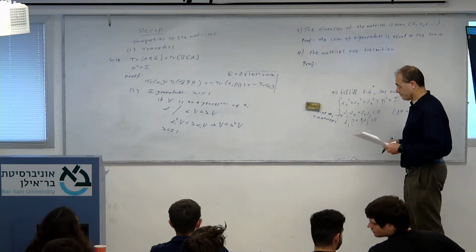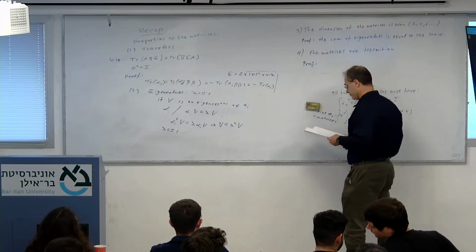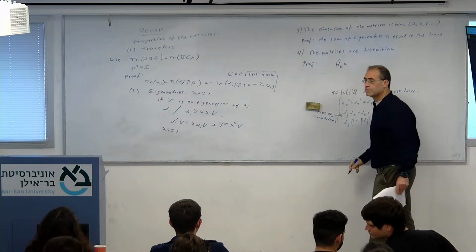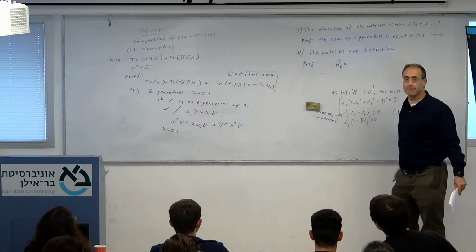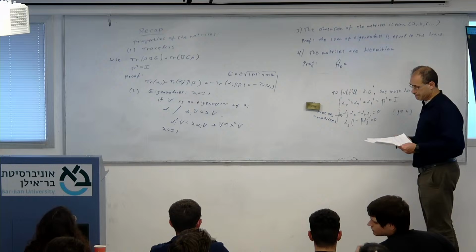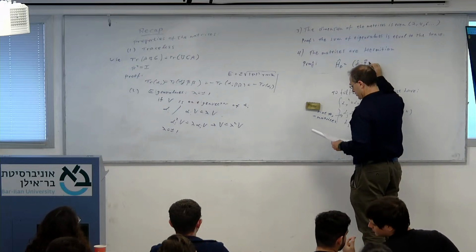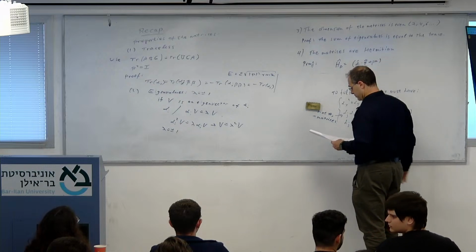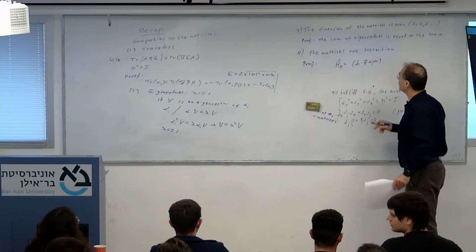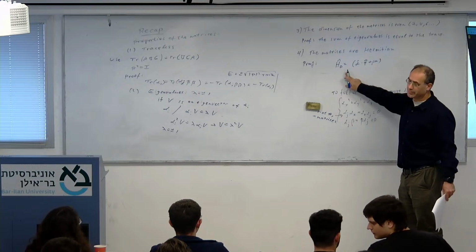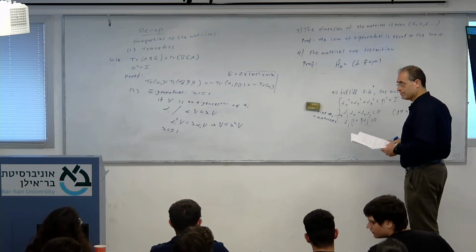Right. If I write the Hamiltonian of the Dirac equation, what is it? This means an operator: alpha dot p plus beta m. And what do we know about the Hamiltonian? It has to be Hermitian, right? And what else do we know about it?